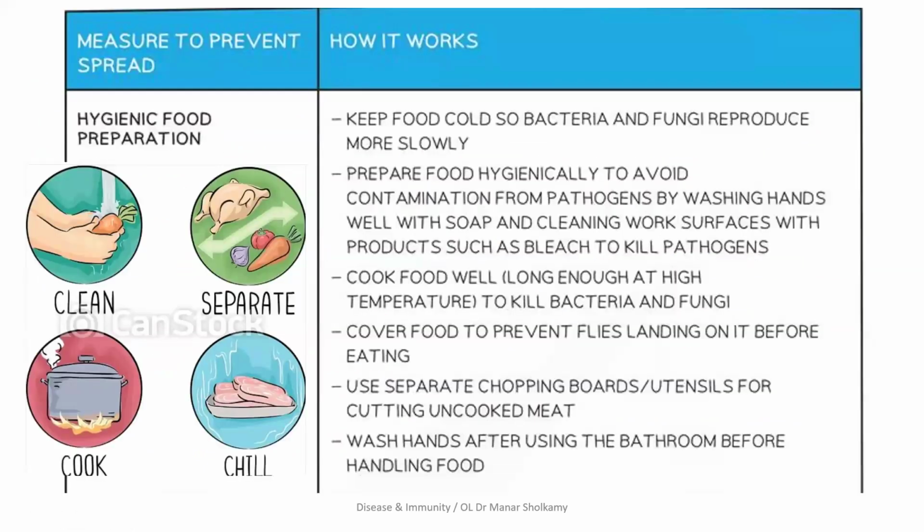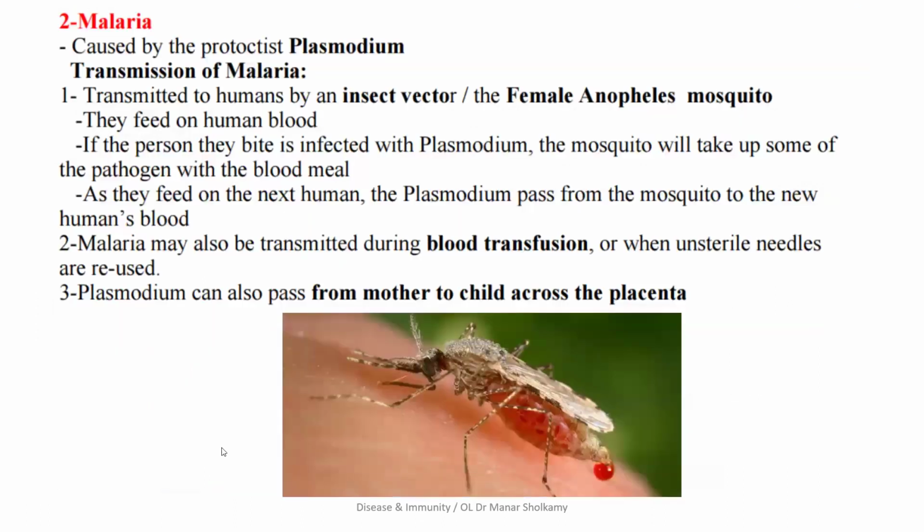Okay, and for any food poisoning, or to prevent any foodborne or waterborne disease, you have to be clean. You have to use separate cutting boards for the chicken and for the vegetables. Cook your food properly. Put your food in the fridge, because in the fridge the bacteria will not multiply.